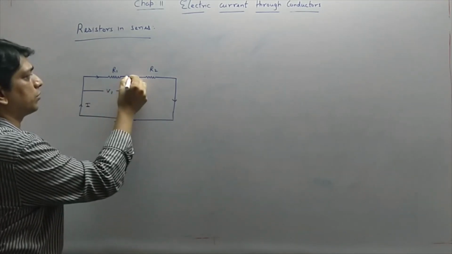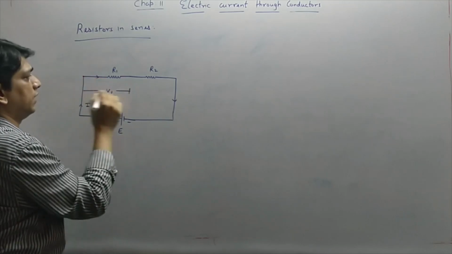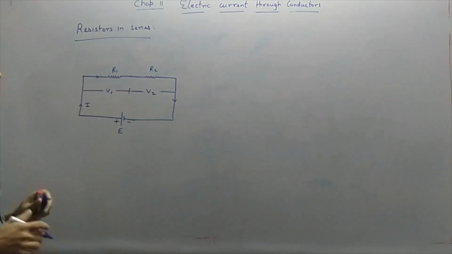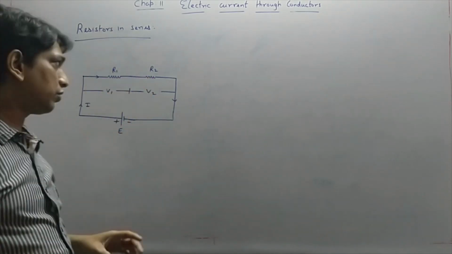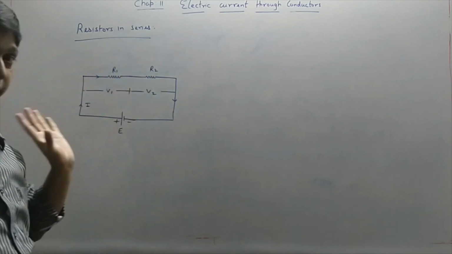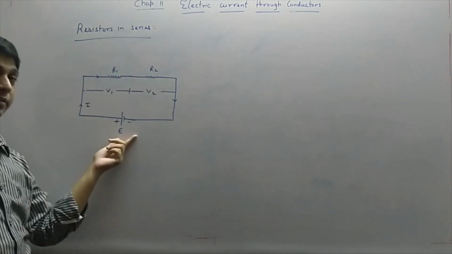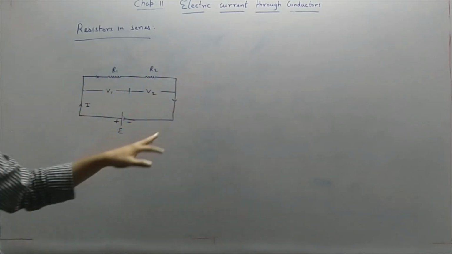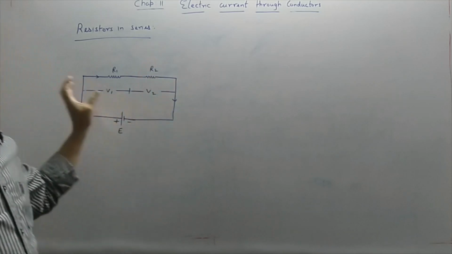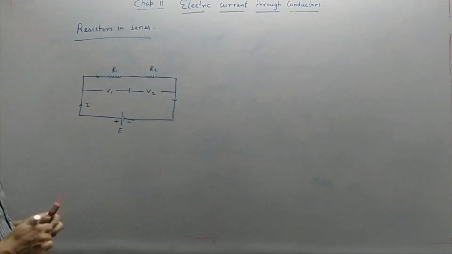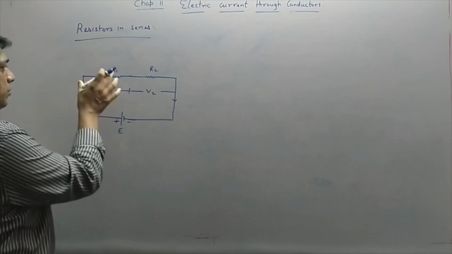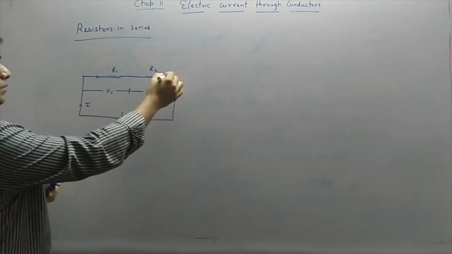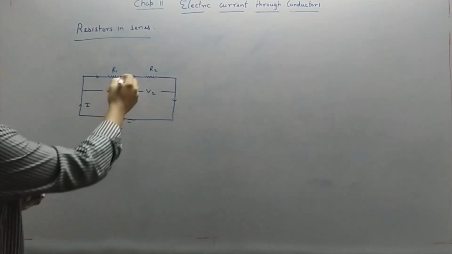Suppose V1 is the voltage drop from here to here, and V2 is the voltage drop across the other. Whenever resistors are connected in series, the potential drop gets divided. The total voltage provided by the battery is divided between both, because there are two resistors. If there were three resistors, the total voltage would be divided into three parts. Here the voltage drop is V1 across R1 and V2 across R2. But the current flowing through both the resistors is the same.